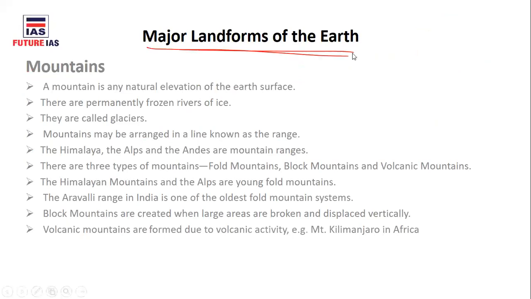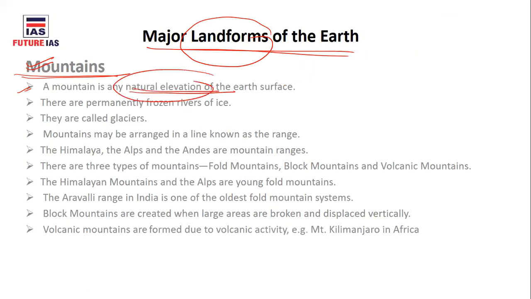Now let's understand the major landforms of the earth. The major landforms are the forms of land which are found on the earth. One such landform is mountains. What is the definition of a mountain? A mountain is any natural elevation of the earth's surface. Elevation means height, okay? So any natural elevation of the earth's surface is called a mountain.